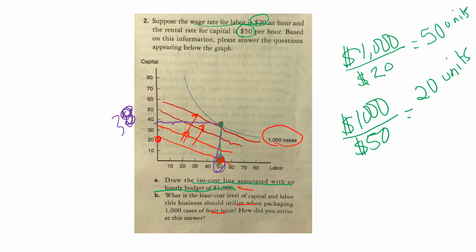So what is the least cost level of capital and labor this business could utilize? 50 units of labor and 38 units of capital. How did you arrive at this answer? Basically, you can just say that you made the original ISO cost line and then you moved it parallel until one point on it became tangent with the ISO quant line.